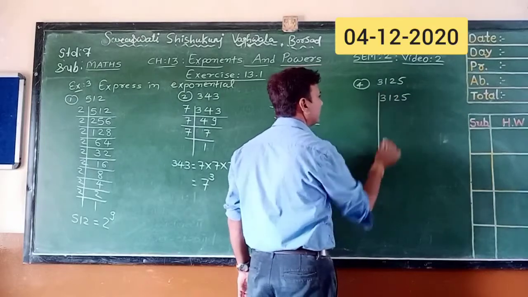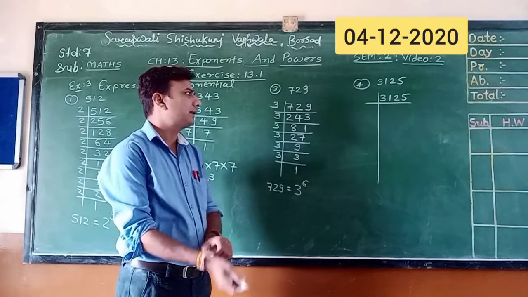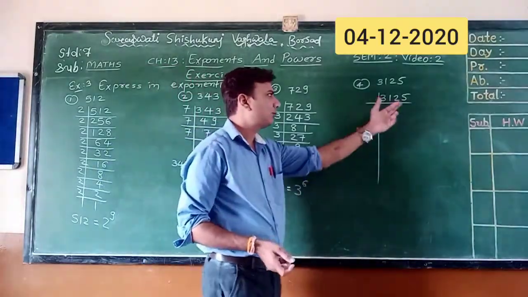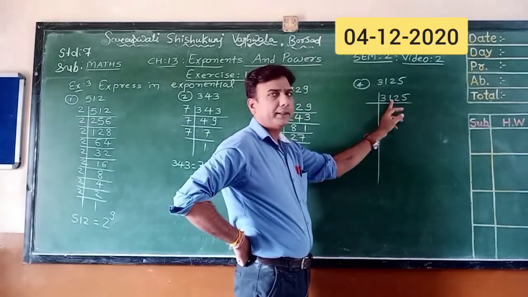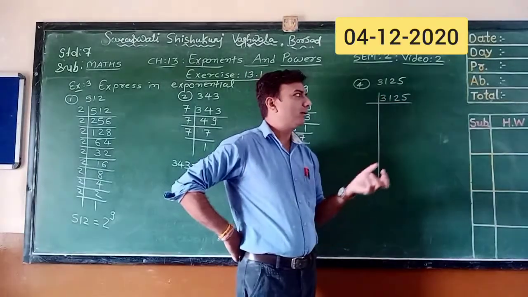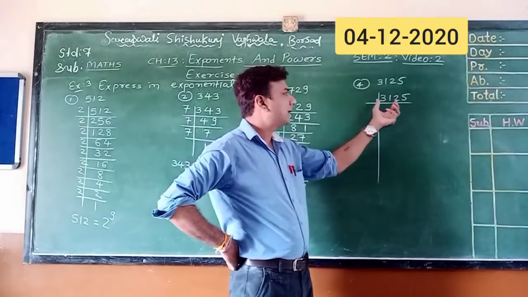3125. First we have to observe whether this number is divisible by 3, yes or no. For that we add the digits: 5 plus 2 is 7, 7 plus 1 is 8, 8 plus 3 is 11. So 11 is not divisible by 3, so the number is not divisible by 3.